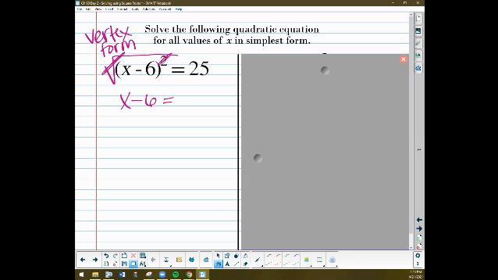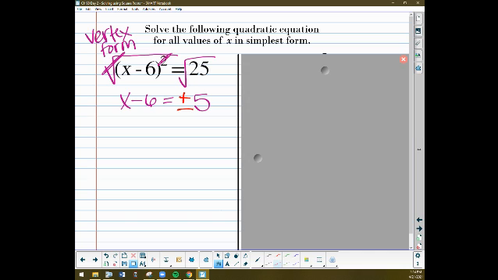But what I do to one side, I have to do to the other. So I also have to take the square root of 25. Now remember, whenever I take the square root of both sides, I have to have my plus and minus. So luckily, the square root of 25 is a perfect square. And the square root of 25 is 5. Okay, so now I have x minus 6 equals plus or minus 5.